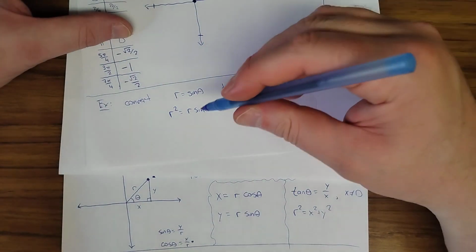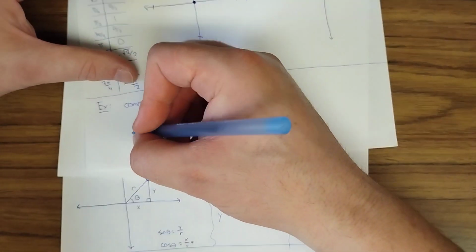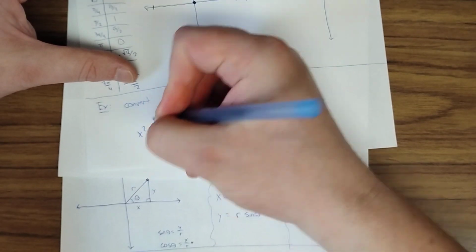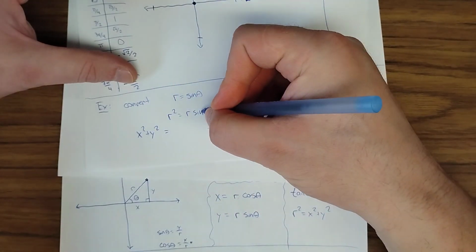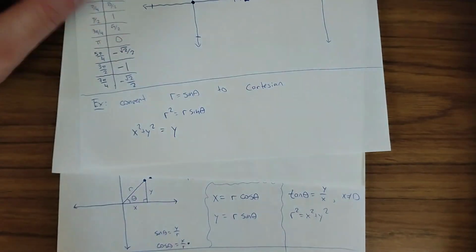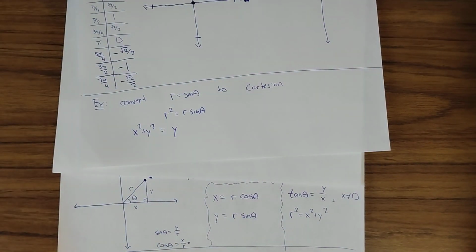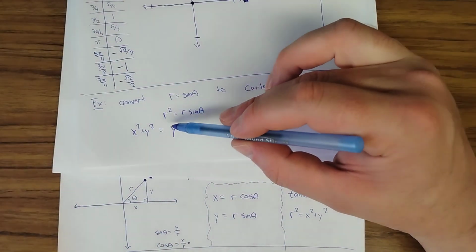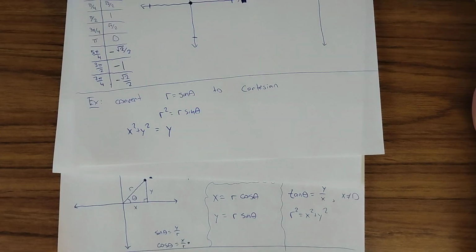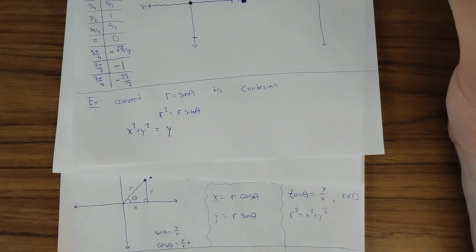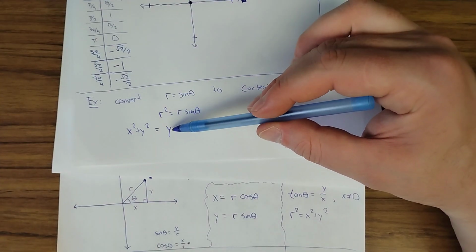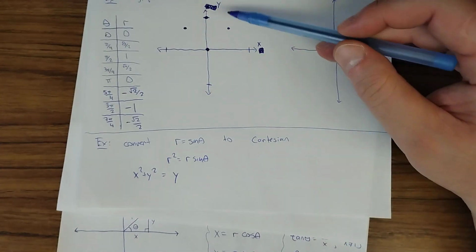And now I have clear things to replace everything with. X squared plus y squared, that's the same as r squared. R sine theta, that's the same as y. So now I have an equation with only x's and y's and no r's or thetas. So I've done my job, but the purpose of me doing this was to help me draw this picture.